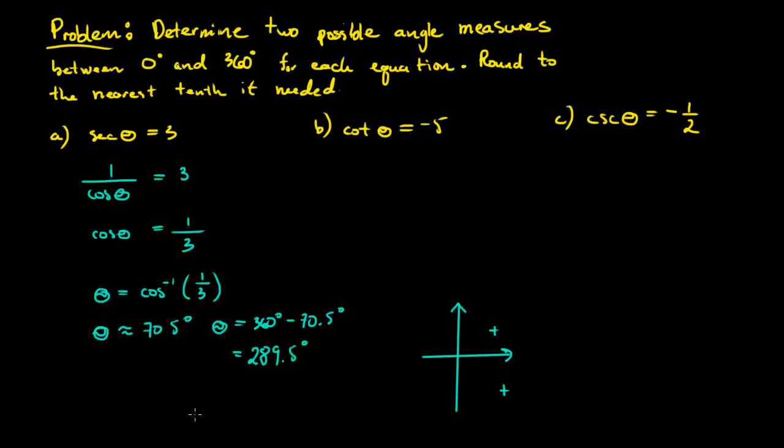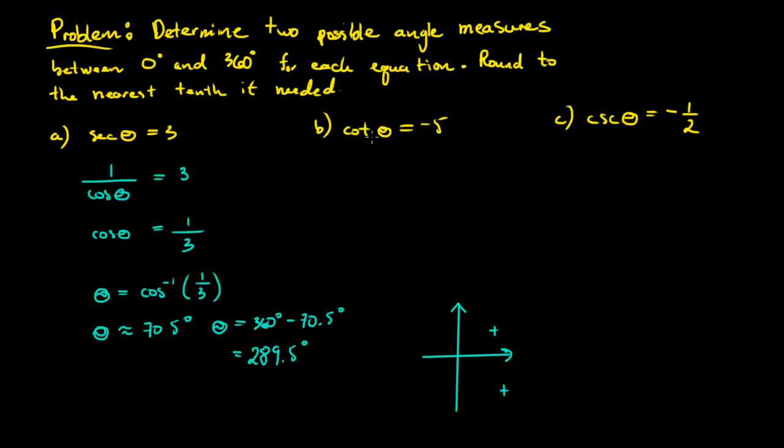When we've rounded, the two possible values are 70.5 degrees and 289.5 degrees. In the next question, we're asked to figure out two values for theta where cotan of theta is equal to -5.